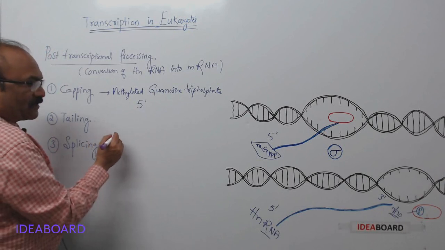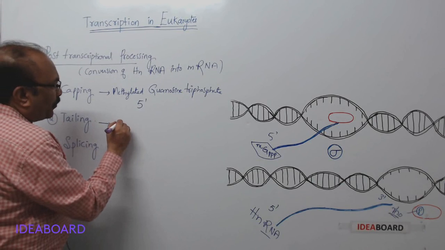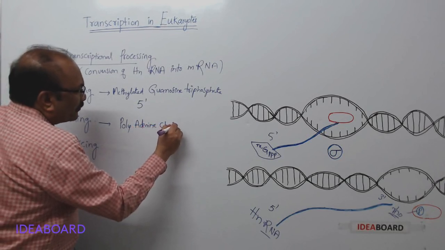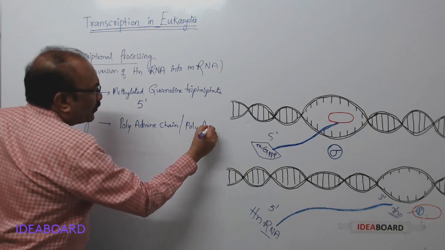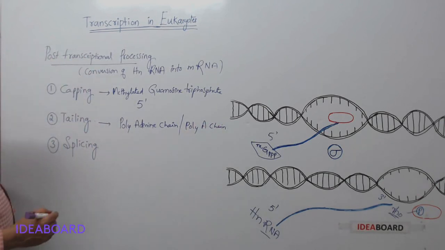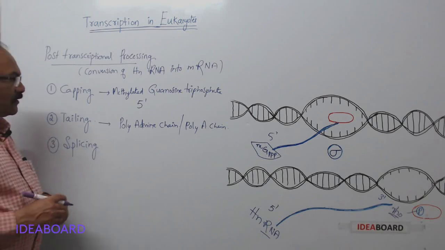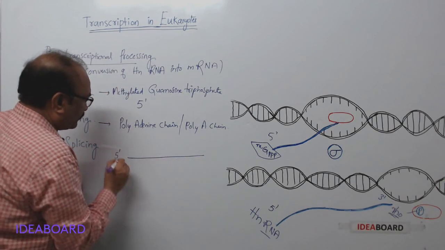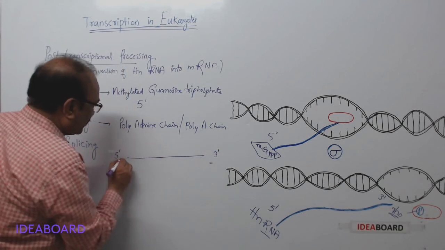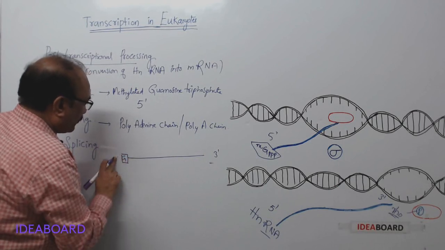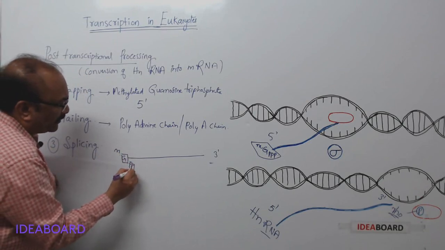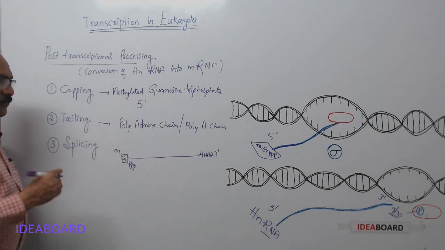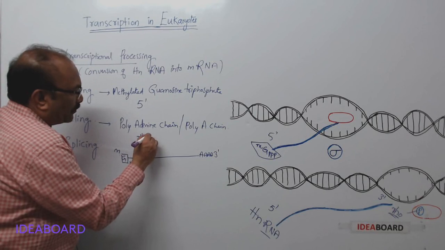Next, as soon as transcription is completed, at the 3 prime end a polyadenine chain, or poly A chain, is added. A chain of many adenines is added. That is called tailing. And now this is the most important one. This is the 5 prime end and this is the 3 prime end, and here there is methylated guanine triphosphate, and here there is the poly A tail. So this is what we got, and we call it hnRNA.